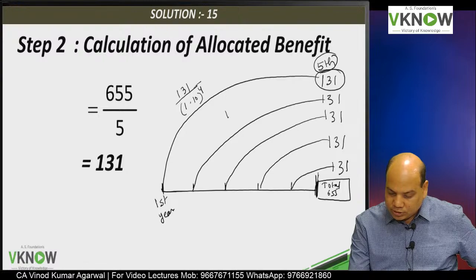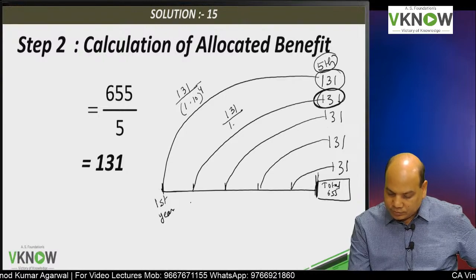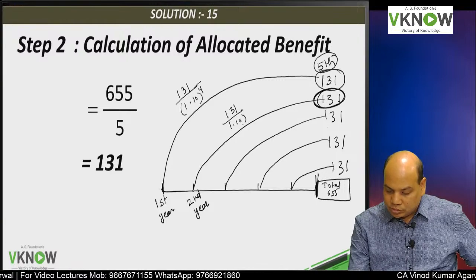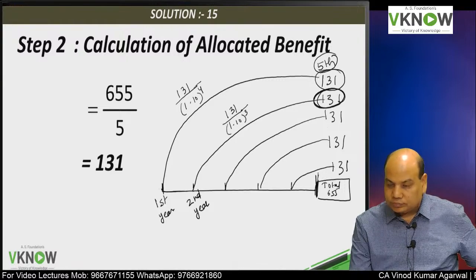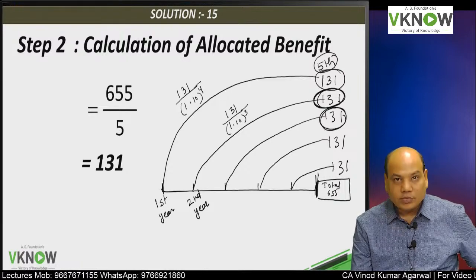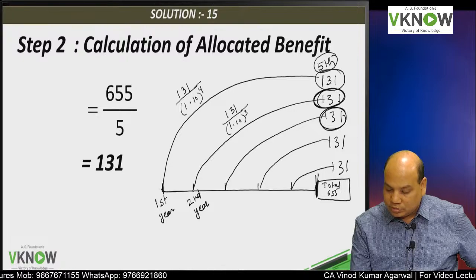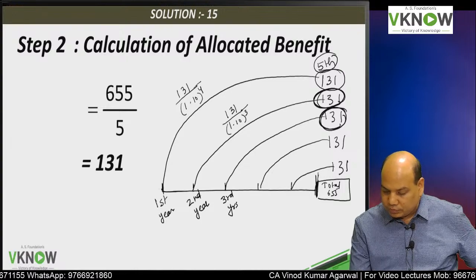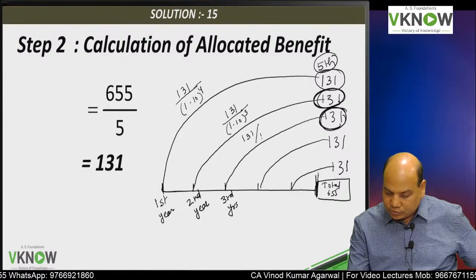Okay, this 131 will accrue at the end of year 5, will be received at the end of year 5, but will be due at the end of year 2. So the gap is 3 years. We'll have to discount it. This 131 will be received at the end of year 5, accrued at the end of year 3. So as per the standard, we'll have to discount by 2 years.